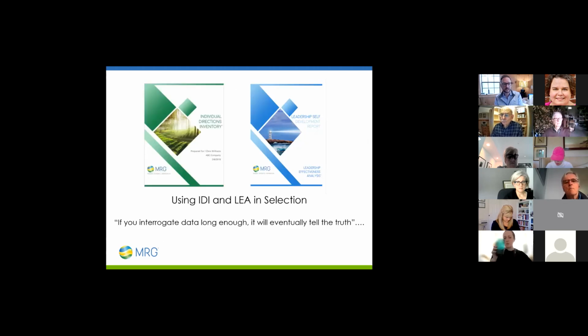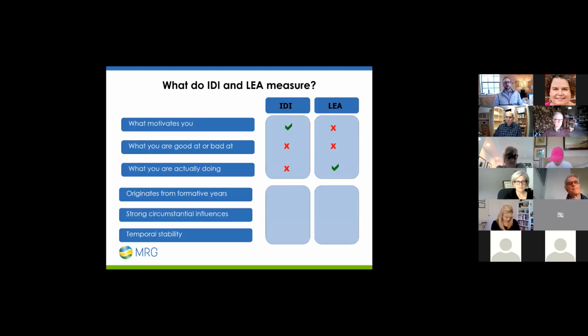So I'm going to just dig into a little bit of the nitty gritty about using the IDI and the LEA in selection. David's given a great preface here about how they generally fit in, but I'm going to go a little bit deeper here. You're all IDI and LEA certified, so this will be a little bit of a review, but I think it's important review. So what are we talking about when we're talking about the IDI and the LEA? What do they measure?